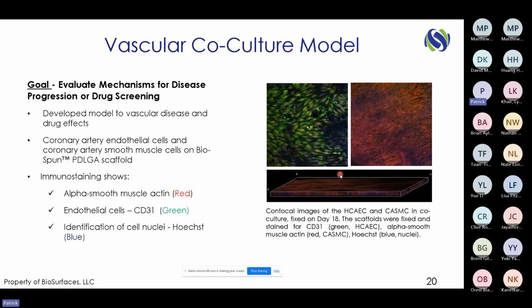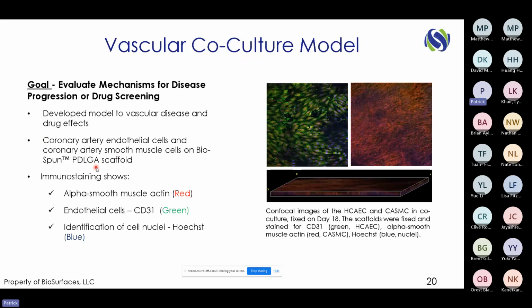We've also made a more complex version of the vascular co-culture model that includes both endothelial cells as well as vascular smooth muscle cells. And again, this was for testing disease progression and drug screening applications. So here, these were coronary artery endothelial cells as well as coronary artery smooth muscle cells, again grown on the very thin PDLGA scaffold.